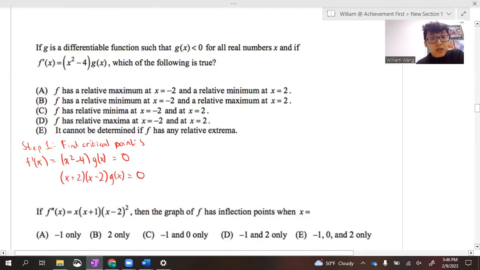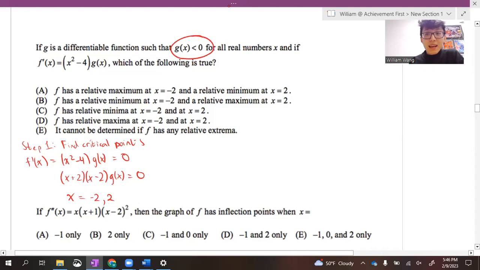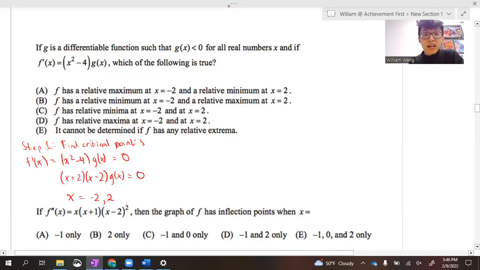So what values of x are going to give me 0? Well, x could be -2. It could be +2. And how about g of x? Can this ever be 0? Could I input something for x that would make it 0? The answer is no, because g of x is always less than 0. So my only critical points are -2 and 2.